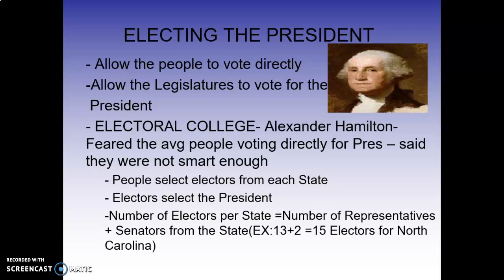Now, most states are winner-take-all states, meaning if you win the state, you get all 15 electors. There are 2 states, Maine and Nebraska, that are split, meaning that if you win part of the state, you'll get part of the delegates or part of the electors. So, moving on.